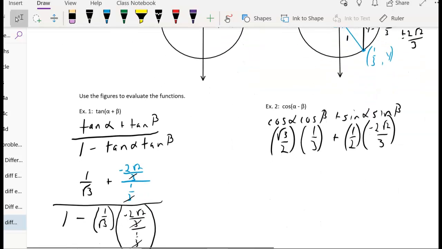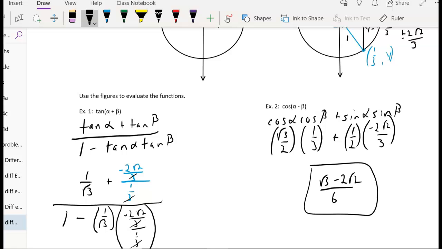Much quicker to simplify this. The denominator is 6 for both terms, so we can just put this all over one denominator. Rad 3 times 1 is rad 3. 1 times negative 2 rad 2 is minus 2 rad 2. And there's the short one.